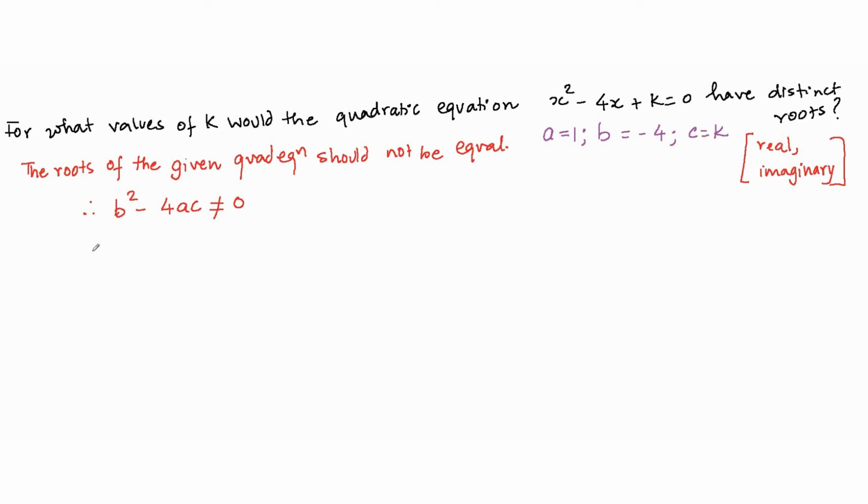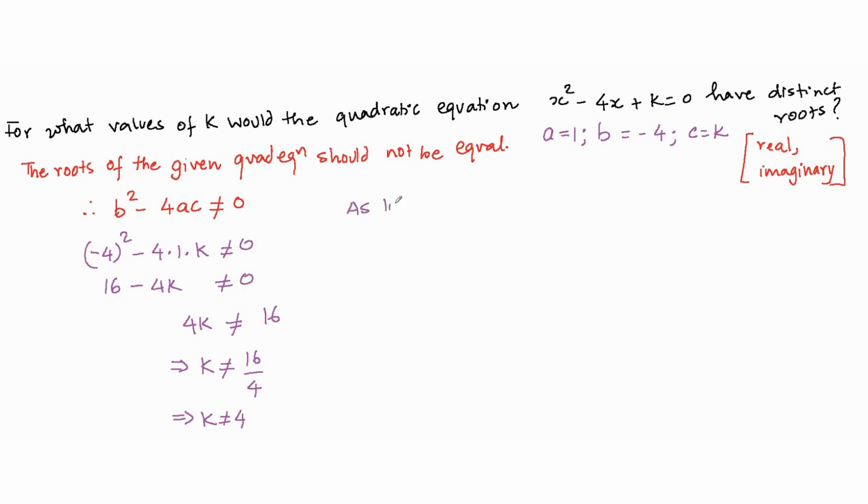So let us now substitute these values. Negative 4 the whole square minus 4 into 1 into k should not be equal to 0. Negative 4 the whole square is 16. So 16 minus 4k should not be equal to 0, which means 4k should not be equal to 16, transposing the 4k to the other side. And this implies k should not be equal to 16 upon 4, which means k should not be equal to 4. So as long as k is not equal to 4, the roots will not be equal, or the roots would be distinct.